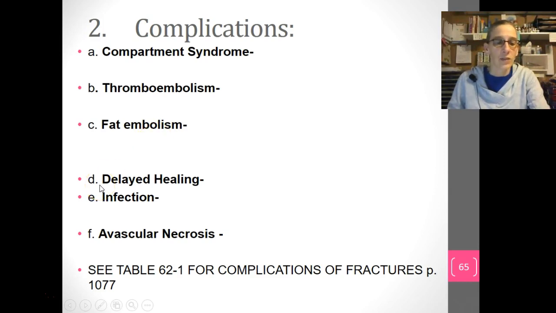Delayed healing can lead to a non-union and or malunion. So a non-union obviously is when the bones are not going to come back together, and a malunion is when they come back together but they're not aligned correctly. A malunion, malalignment.